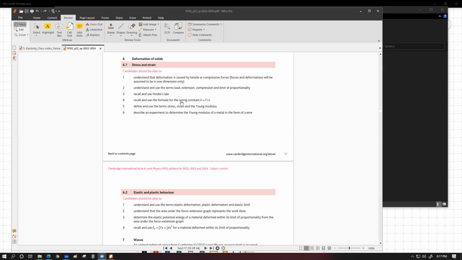Recall and use the formula for the spring constant k equals F by x. Define and use the term stress, strain, and Young's modulus. Describe an experiment to determine the Young's modulus of a metal in the form of a wire.